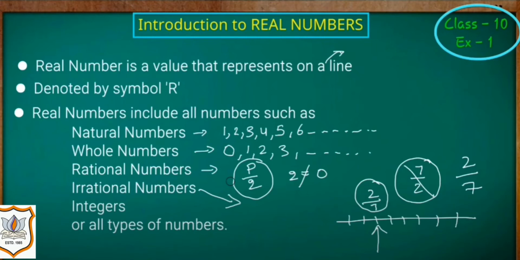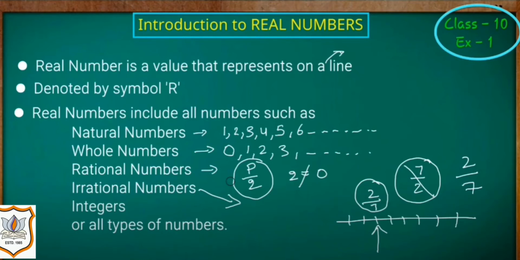of numbers. What is a natural number? Natural numbers start from 1, 2, 3 and move on. What is a whole number? Whole numbers start from 0 and move on. For example, 0, 1, 2, 3, 4.